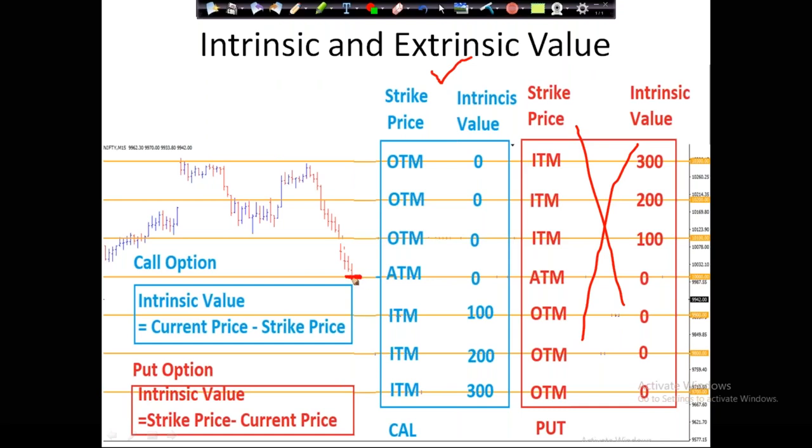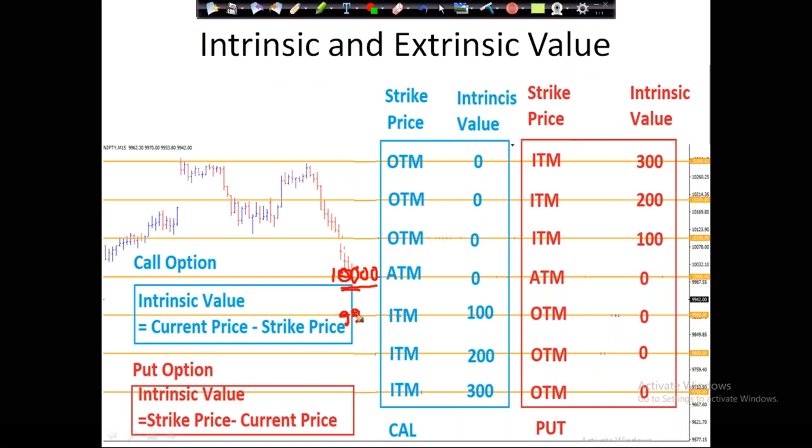All right. Right now, price is here in this area, and this is called ATM, at the money. Right now, that means price is running in this area. Let's say here current price is 10,000. This is the Nifty. All right, current price is 10,000, and this is called ATM.